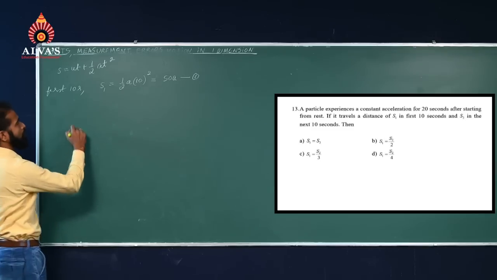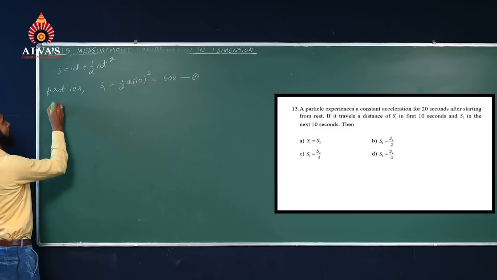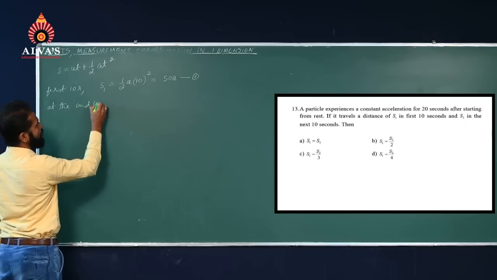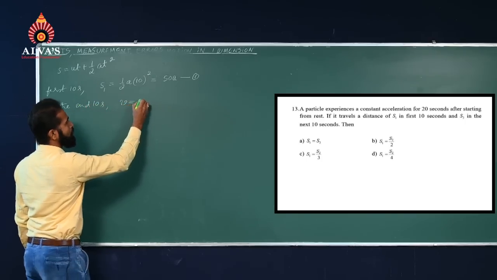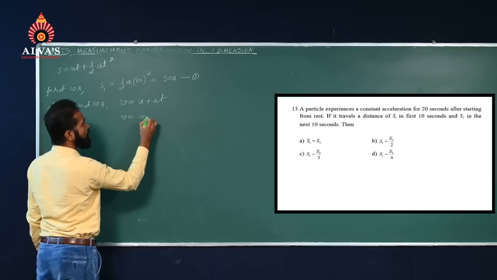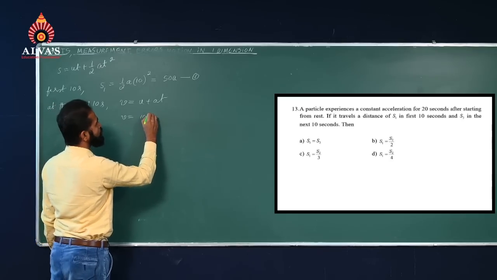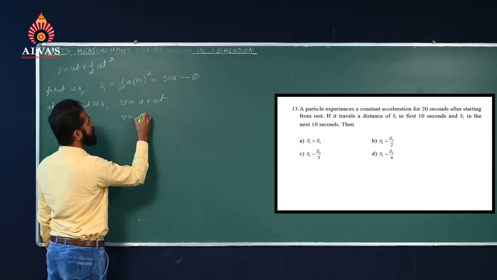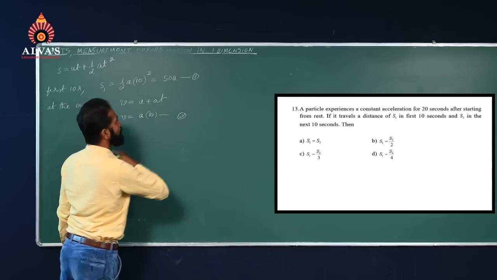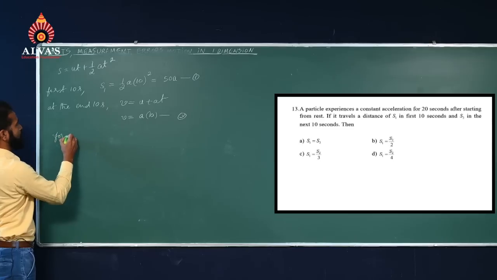As the particle continues, its velocity will go on increasing. So at the end of 10 seconds, the velocity of the particle, v, becomes u plus at. u was anyway 0, so v becomes equal to acceleration, which is unknown, into 10. Let me take it as equation 2.